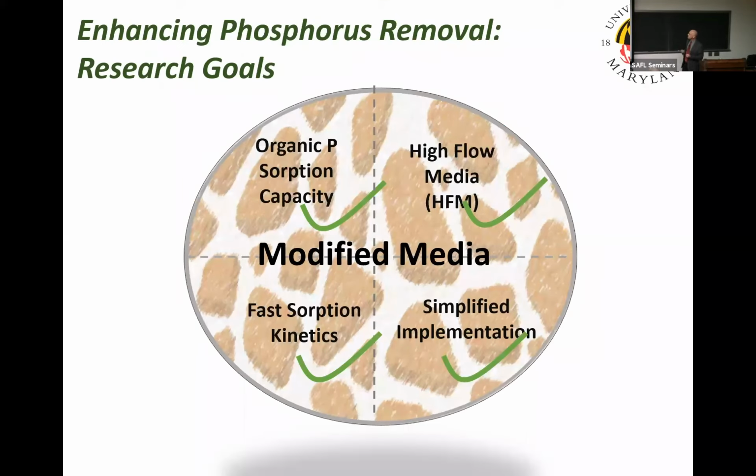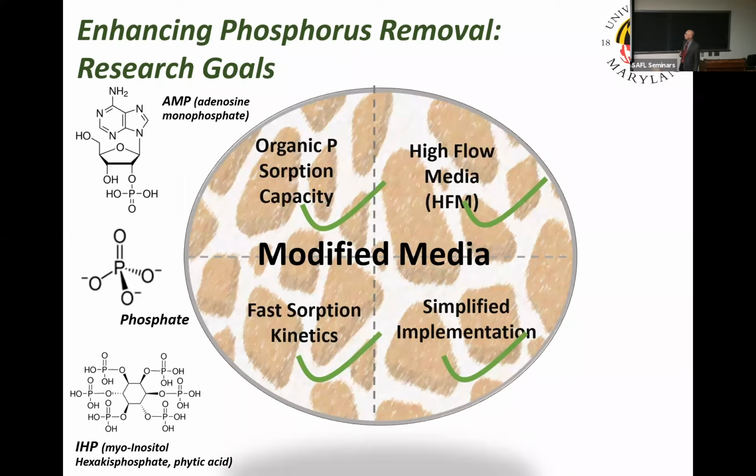So we spent some time looking at some of these other parameters, looking at organic phosphorus in addition to inorganic phosphorus, trying to look at high flow media. There's a lot of interest in what locally they call a high flow media, where we can push our footprint smaller and smaller. Implementation is important. We have to have something that a contractor can get in the ground. We can't have this fancy material that we can't get in the ground.